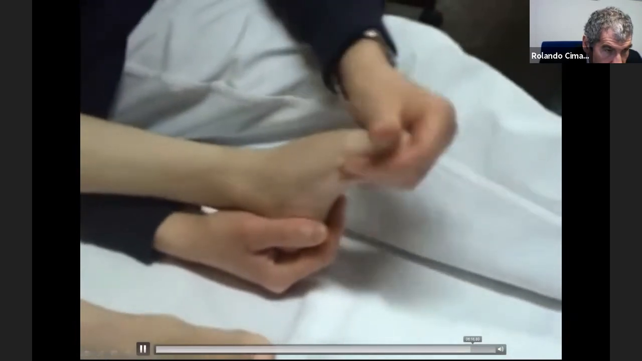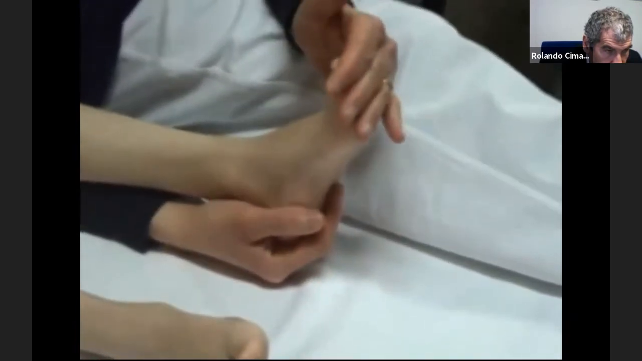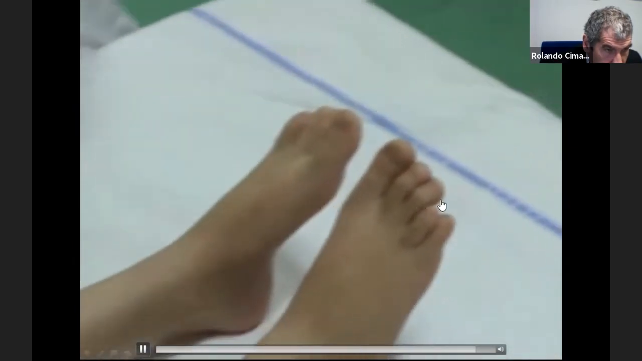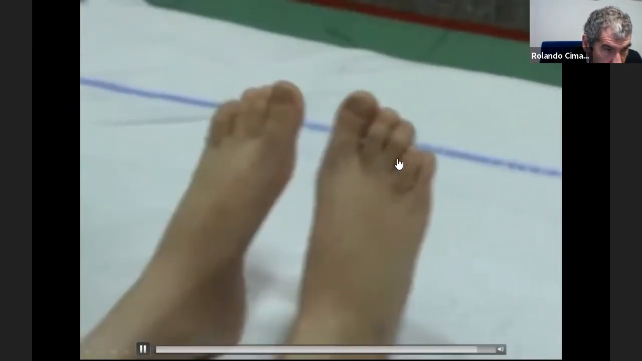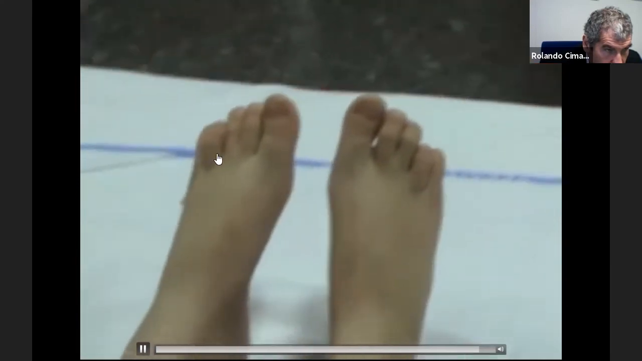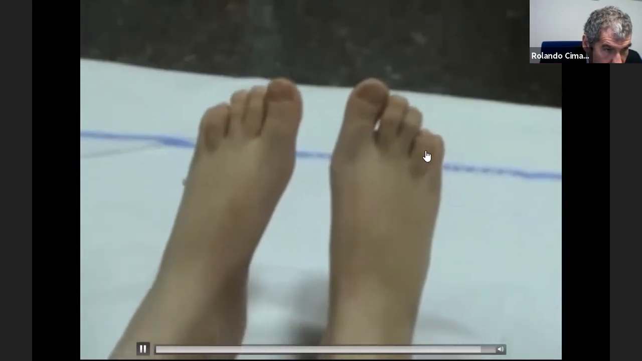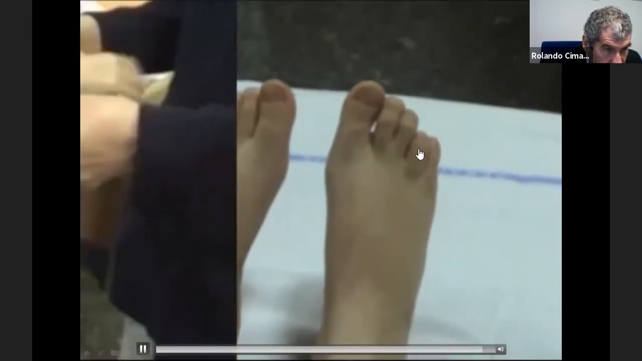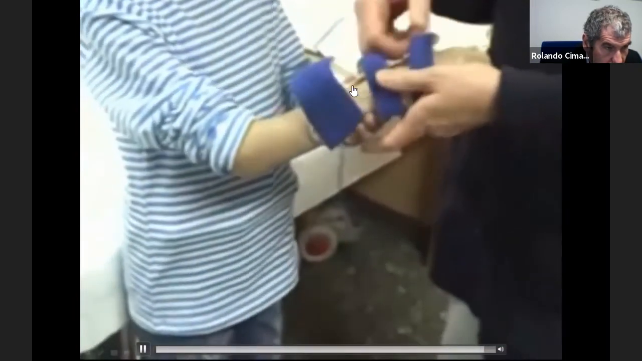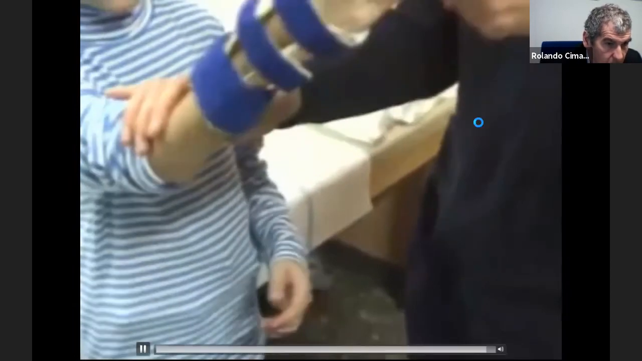And here the small joints of the feet, which are very painful, and you cannot see it from... But look at how the toes look. So there is swelling here. There is a defect in growth here, and here the physical therapy is putting on some splints.